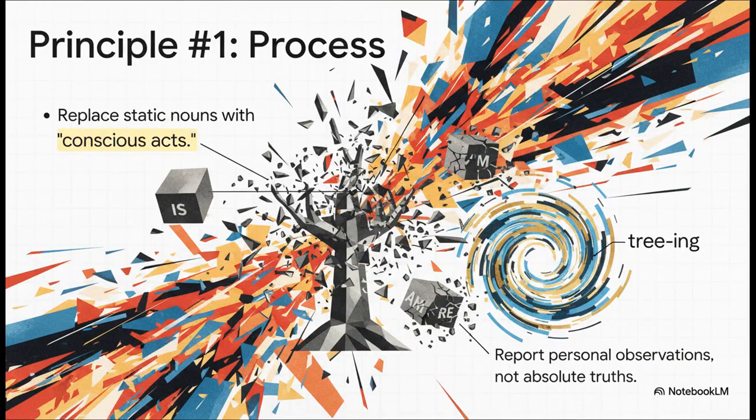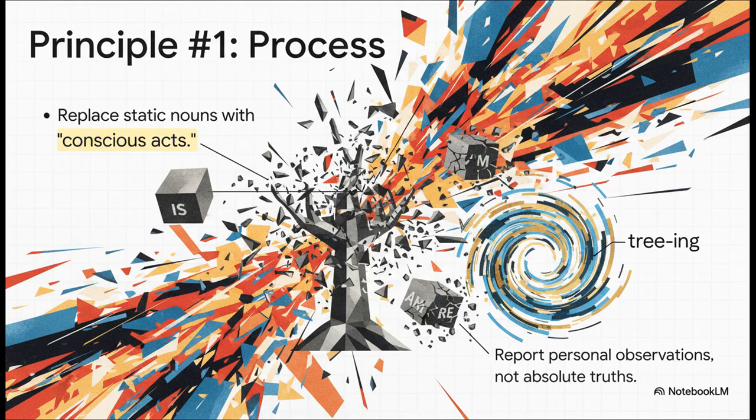All right, first up, we get rid of static objects. A tree is no longer a fixed thing. It becomes a verb, a process, treeing. We're essentially swapping out nouns for words that describe the conscious act of observing something. We also ban absolute statements by getting rid of the verb to be.